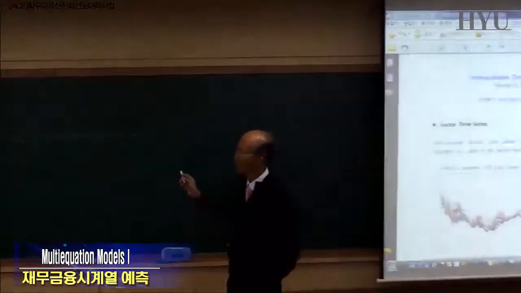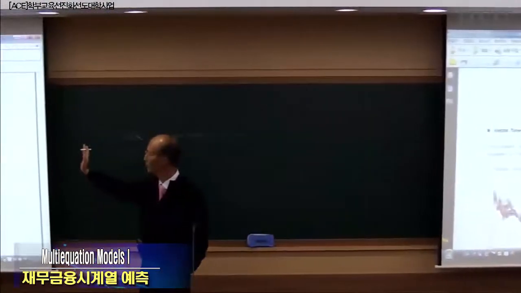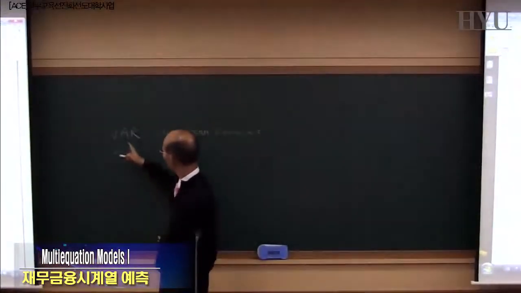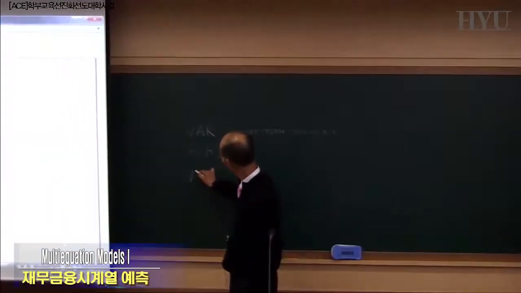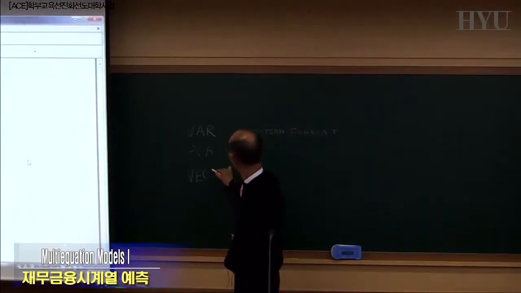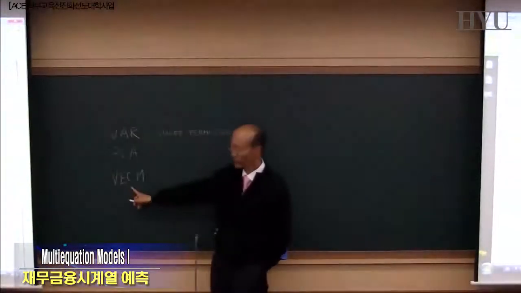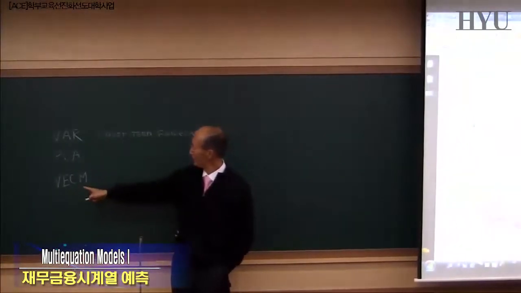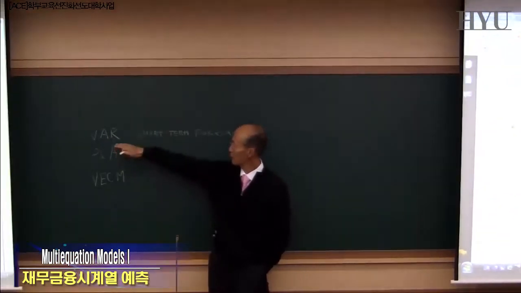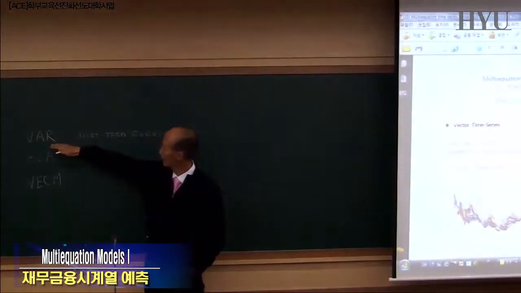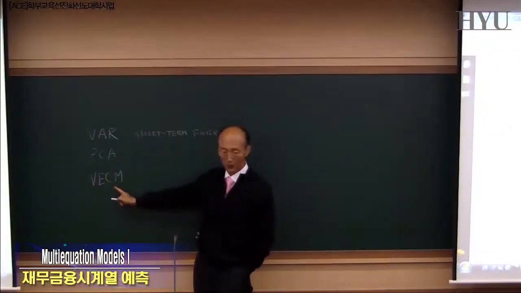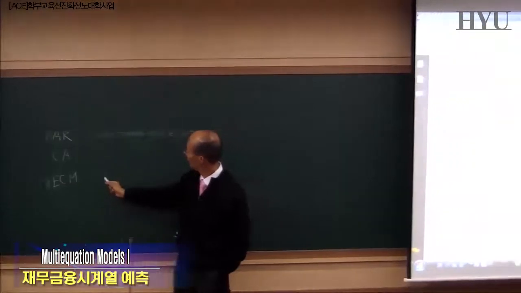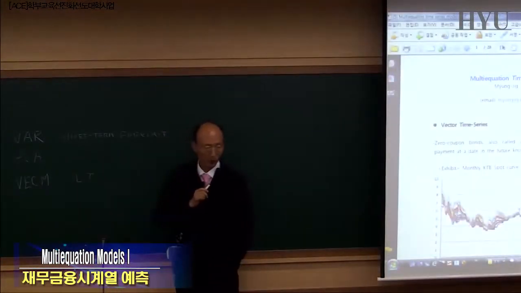And later, when we cover this subject, we'll extend this multivariate time series model to something called a vector error correction model. A vector error correction model shares a similar structure to vector autoregression, but it has some other features, and its primary focus is to generate long-term forecasts. Okay.